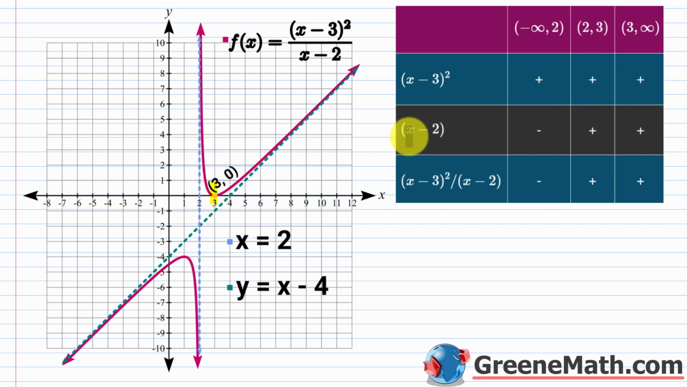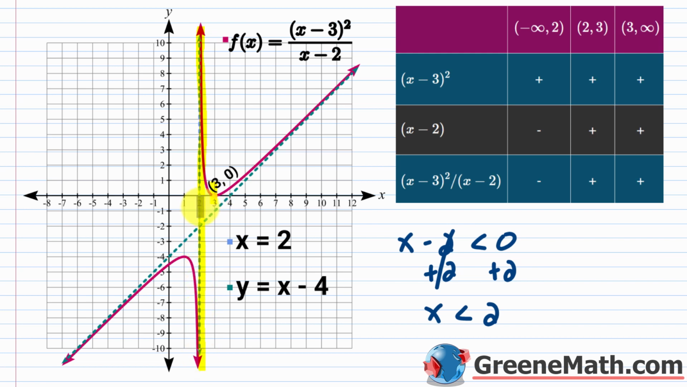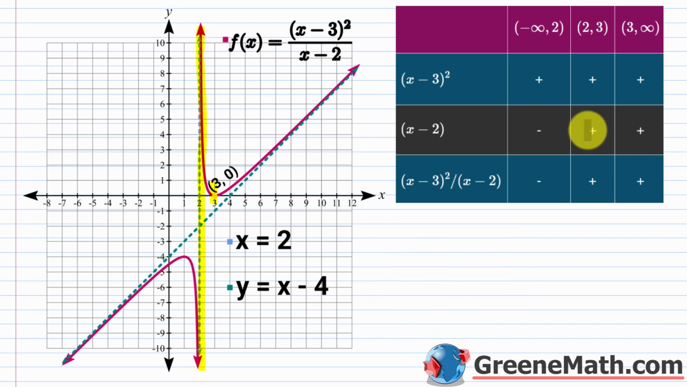Now, for this x minus 2, that's pretty simple. You just say x minus 2, where is that less than 0? You add 2 to both sides of the inequality, this cancels, and you get x is less than 2. So anywhere where x is less than 2, so this is x equals 2 right here, if I'm to the left of that, the x minus 2 down here would be negative. So you see that you have a negative right here, and then everywhere else it would be positive. Well, with a fraction, a positive over a negative is going to give you a negative.